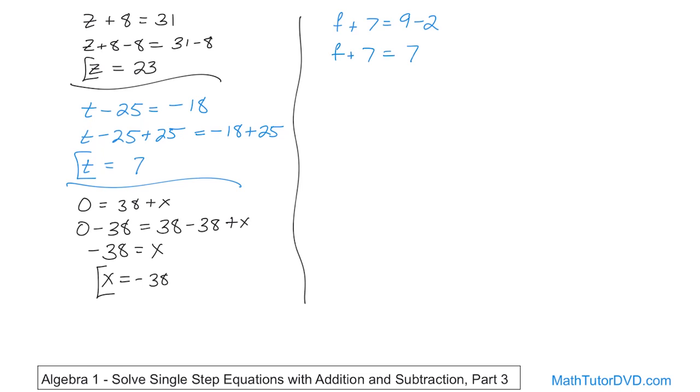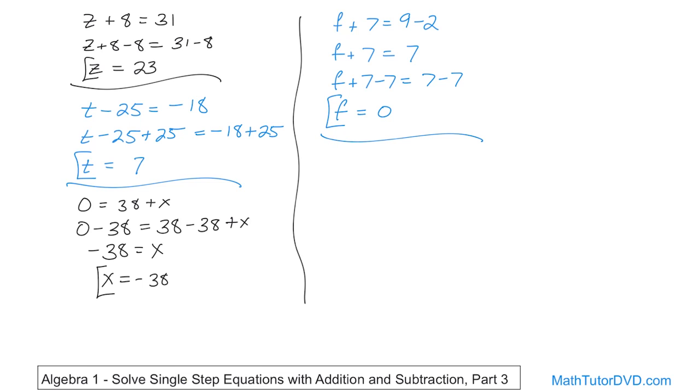And now in order to get f by himself, I have plus 7. So I'm going to subtract 7 from both sides. Minus 7, I'm subtracting 7 from both sides. So on the left, this is going to give me 0, and on the right, this is also going to give me 0, so I'll have f is equal to 0. And that's the final answer. And again, if you take this value and stick it in here, 0 plus 7 is 7, and 9 minus 2 is 7. So of course, the only value of f that's going to work there is 0.